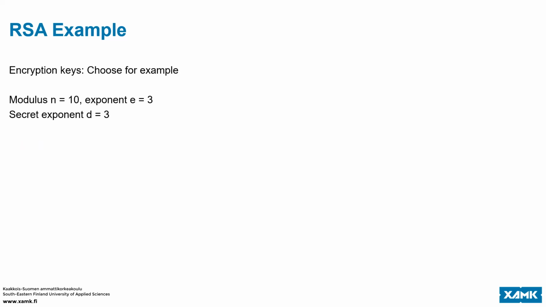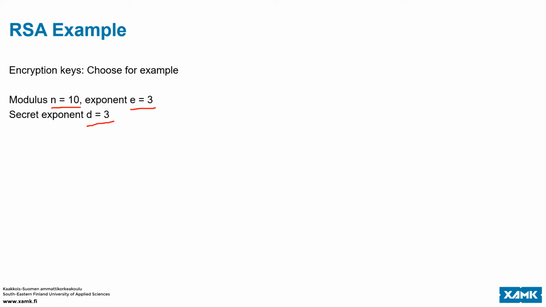Then, in order to encrypt the message, we must do some key computation. Now, I will skip the part where we figure out the keys because that's not core content of this course. I will leave it as an exercise to the viewer to figure out the key computation. But let's choose, for example, these are just some numbers that will work. So let's choose a modulus n that's going to be 10, an exponent e which is going to be 3, and a secret exponent d which is going to be 3 as well.